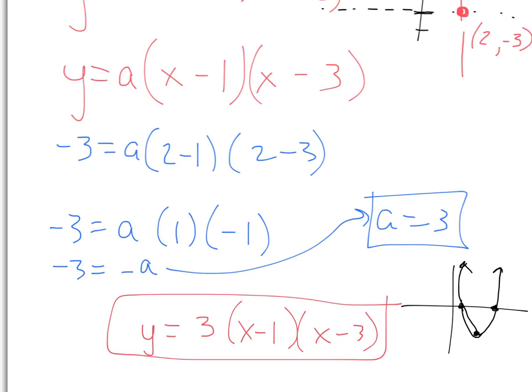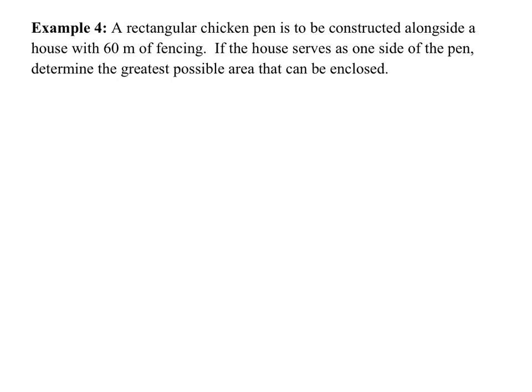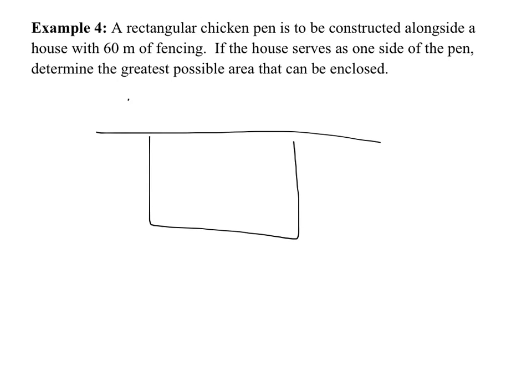Okay? All right. So we start with this chicken pen that's alongside of a house. So we always start by drawing our barrier first. There's the house. Bird's eye view. This is our dimension here. We can call this W, call this W, call this L. Now, we're told that we have 60 meters of fencing to use.